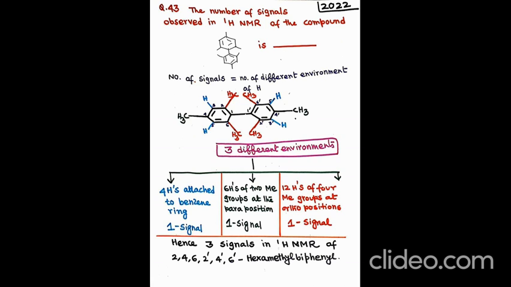Number 1 is the aromatic hydrogens, which will have one environment. Next are the methyl groups, in total 4 methyl groups present at the 2, 6, 2', 6' positions, which have the same environment. Another one is the methyl groups present at the para positions, 4 and 4', which will have another environment. So in this molecule there are 3 environments: one for the aromatic hydrogens, one for the para-methyl groups, and one for the ortho-methyl groups. Therefore the HNMR of this compound will show 3 signals.